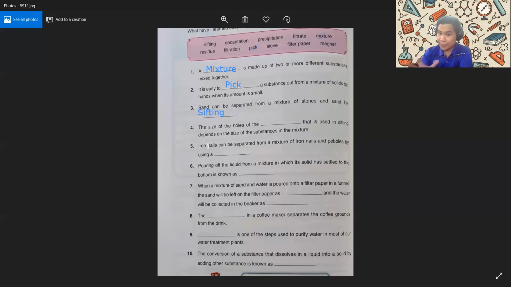You use a sieve, but it's not the correct answer. It's the process that they're looking for, so it's sifting. Number 4, the size of the holes of the blank that is used in sifting depends on the size of substances in the mixture. What do you call the object you use in sifting? Do you still remember? What do you call that object, class? It's called a sieve, okay?